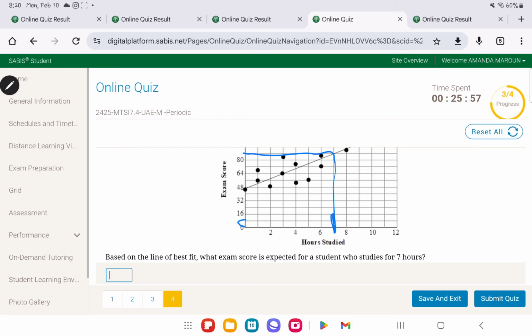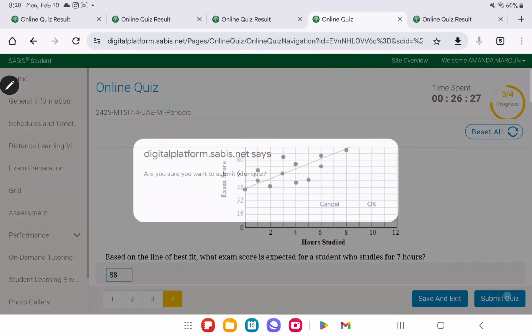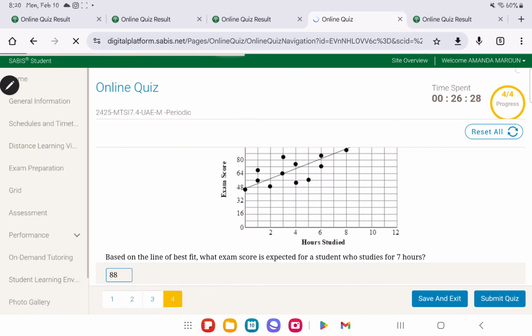As you can see, it's jumping by 8 every box. So by every box, it's jumping 8. So if you keep on jumping 8, you will reach here. This is 80. You jump another 8, it's going to be 88. So based on the line of best fit, what exam score is expected for a student who studies 7 hours? It's very simply 88. So let us submit and hopefully we don't have any mistakes.